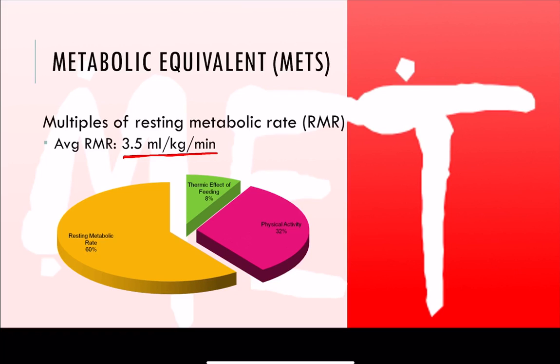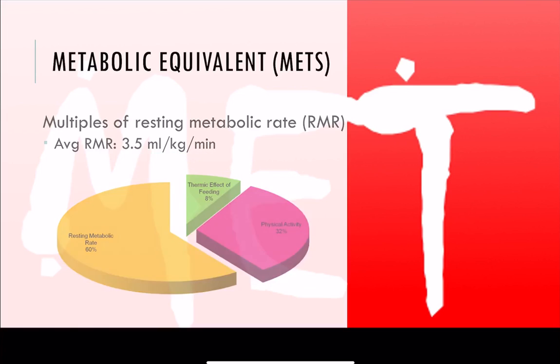So when you look at that pie chart of all of the energy requirements of our body, about 60% goes to this resting metabolic rate. That is all of the energy demands of cellular processes at rest: ventilation, circulation, peristalsis, cellular synthesis of proteins. This is all happening at rest and does require energy. And on average, it takes about 3.5 milliliters per kilogram per minute of oxygen to fuel that.